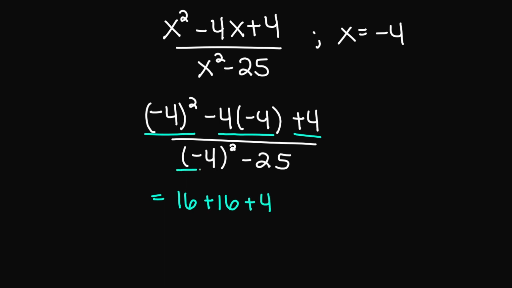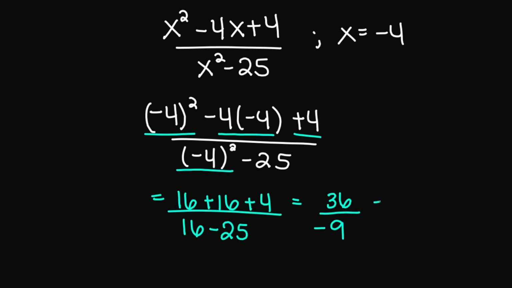So my denominator, we have negative 4 squared. That's also going to give us 16 minus 25. So my numerator, 16 plus 4, that's going to equal 36. And then my denominator, we have 16 minus 25. That's going to give us a negative 9. 36 divided by negative 9, I can simplify that, is going to equal negative 4. So your final answer is negative 4.